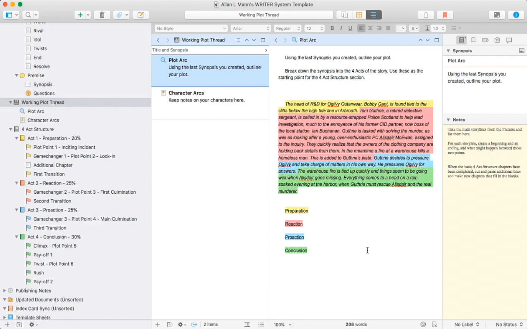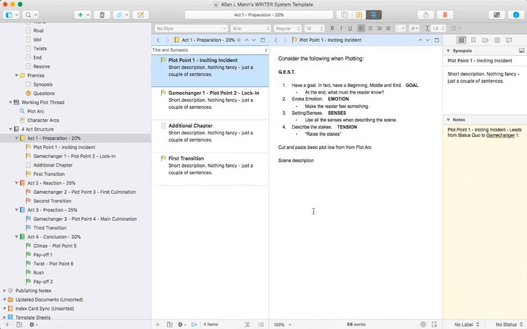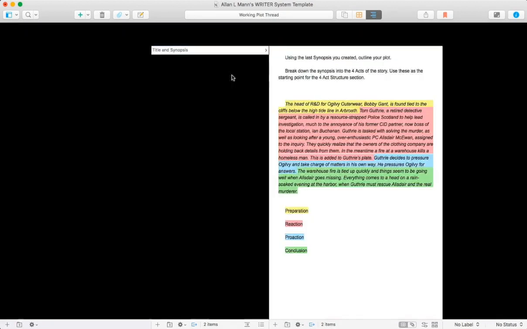Now, your third, fourth, or fifth attempt at this synopsis is going to be longer than this. You're going to have more than just one sentence, hopefully. But you're just going to cut and paste this section into the Act 1 of the 4-act structure right here. So cut and paste that, and then just flesh it out using GEST, goal, emotion, senses, and tension, to plot out that one section of the plot arc here.